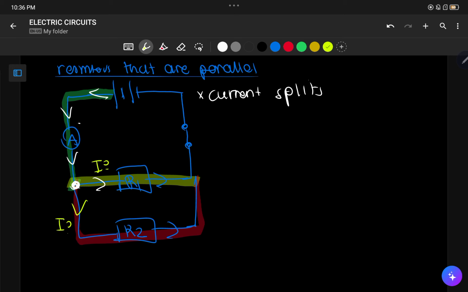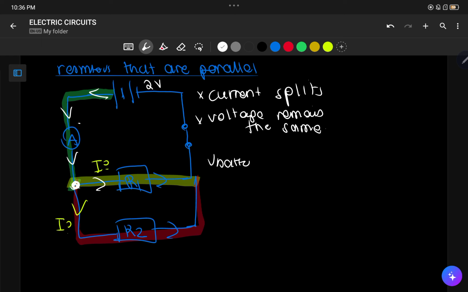So in terms of resistors that are parallel to one another, they're using two different pathways, and as they're using two different pathways, there's a split in terms of what? In terms of current. But the voltage remains the same. So what am I referring to when I say that the voltage remains the same? The voltage does not divide. So let's say for example, they say that the voltage of this battery is 2 volts. That means that the voltage of the battery is equal to the voltage read by V1, and the same as the voltage read by V2.